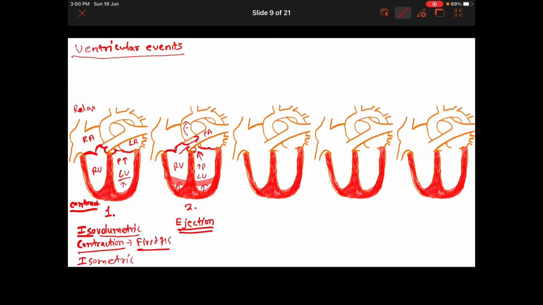Now this ejection phase is of two types. Number one is the rapid ejection phase, and the second one is the slow ejection phase.